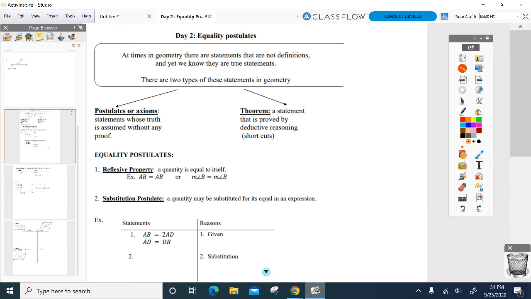Read through the reflexive property. A quantity is equal to itself. So you're telling me angle B is the same measure as angle B, and AB has the same length as AB. Yeah, it's called the reflexive property.